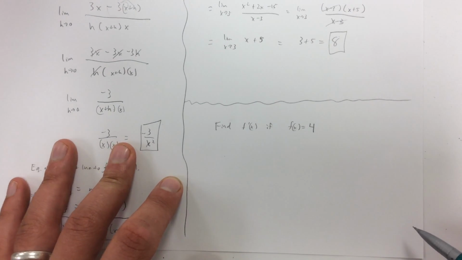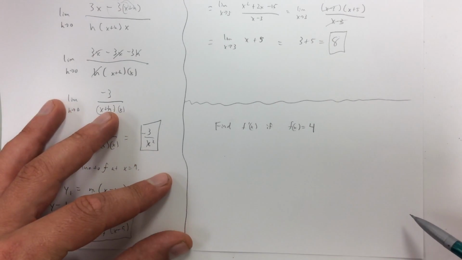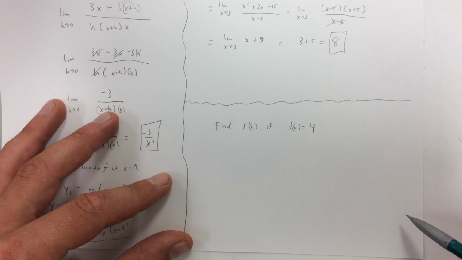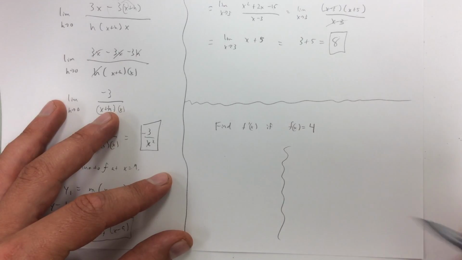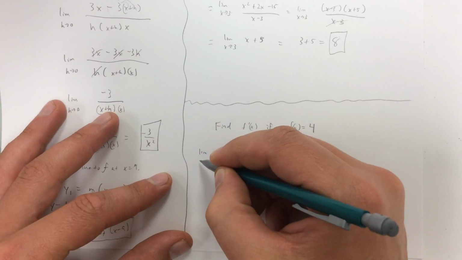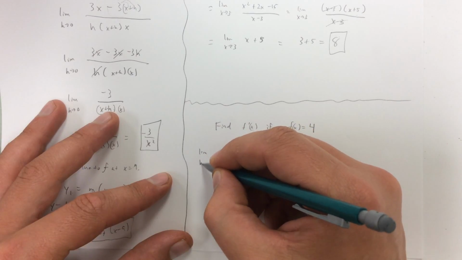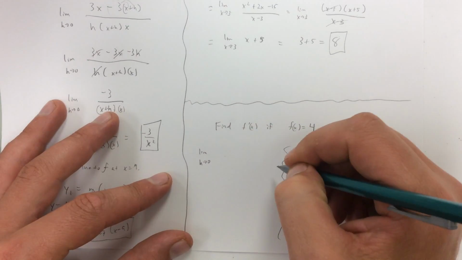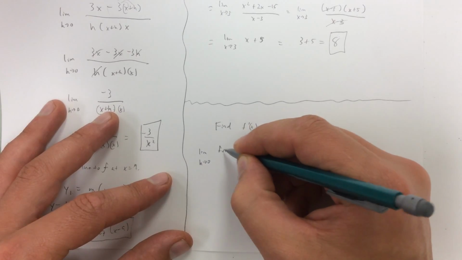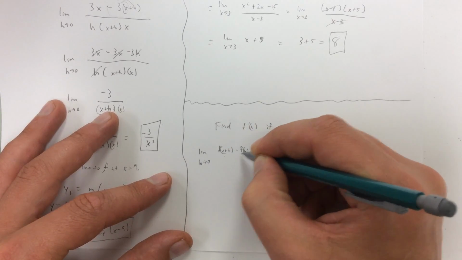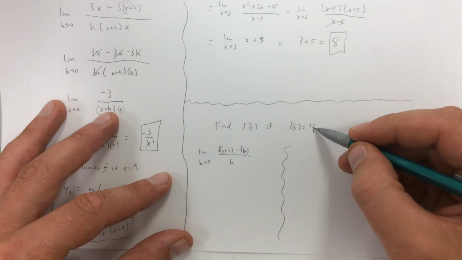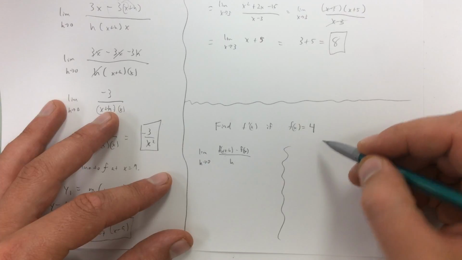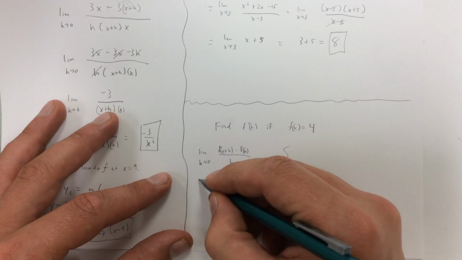Find f prime of x if f of x is equal to 4. Well, there's two ways we can do this. The first way is to use the definition. The limit as h approaches 0 for f of x plus h minus f of x all over h. So everywhere there's an x in this problem, I'm going to put in x plus h. Oh wait, there isn't. So that's just going to be 4.